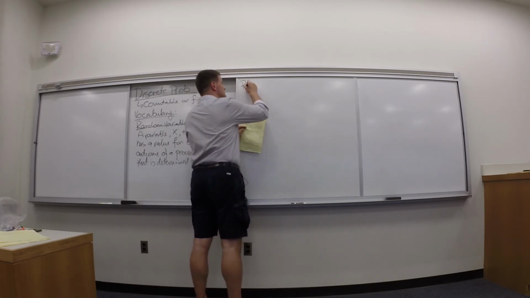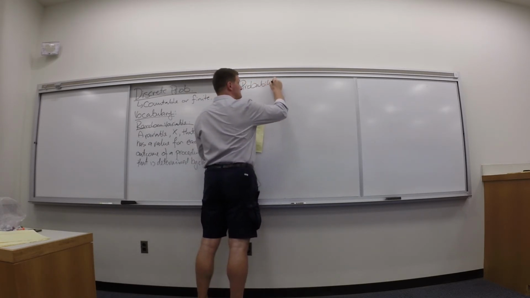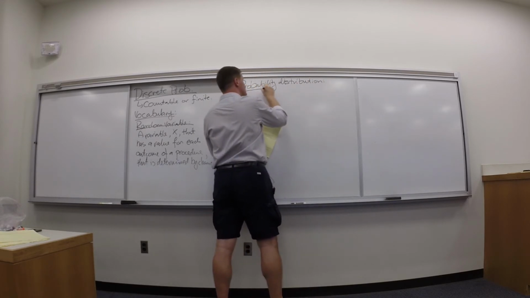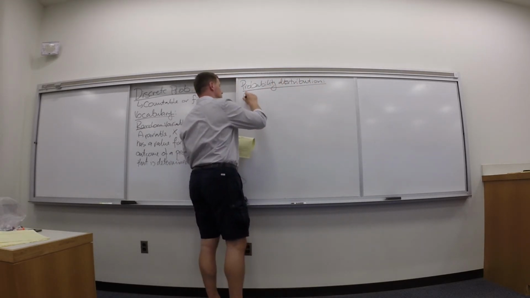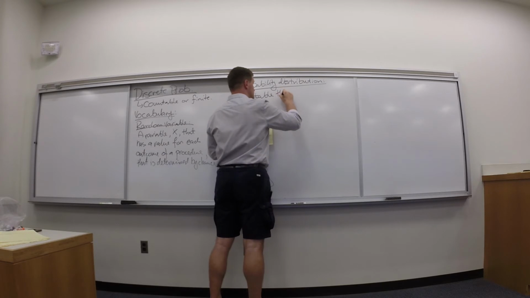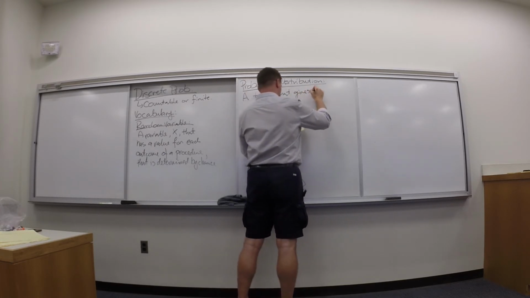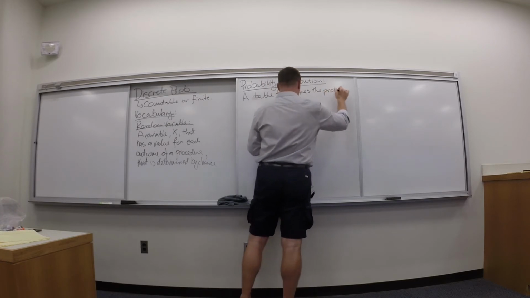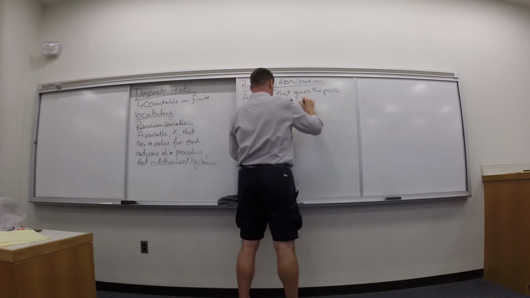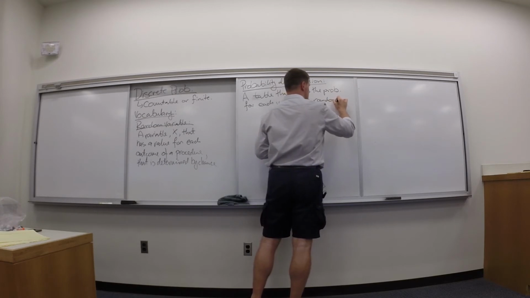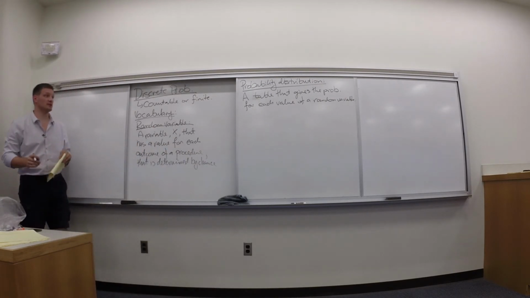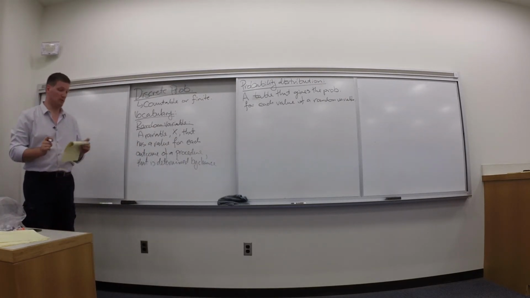Well, then we have probability distribution. Probability distribution, on the other hand, is a table that gives the probability for each value of a random variable. So probability distribution is a table that gives the probability for each value of a random variable.